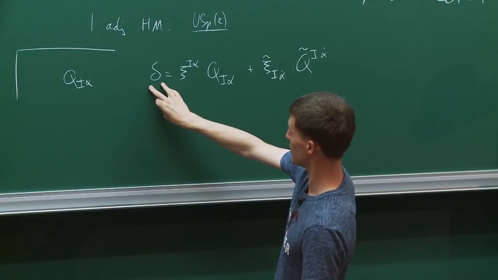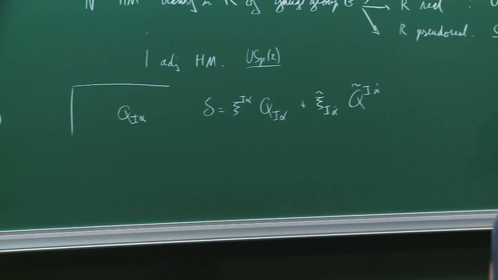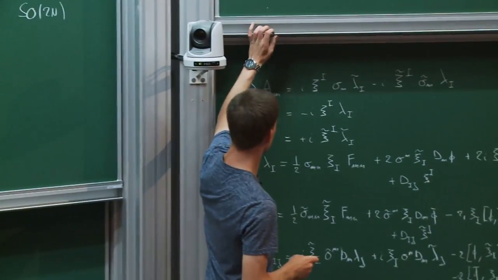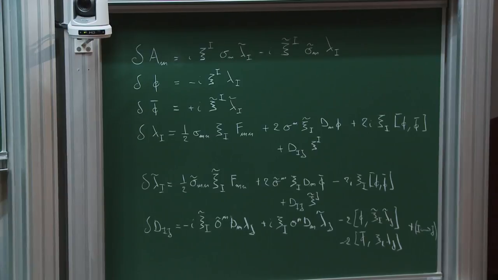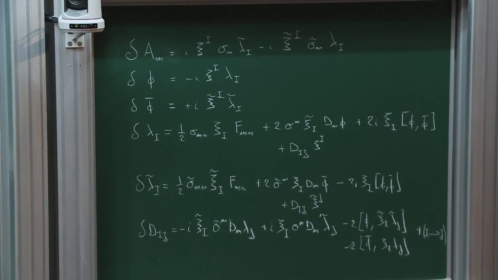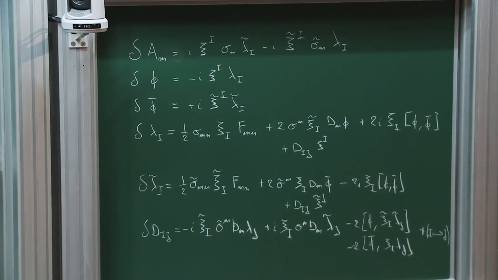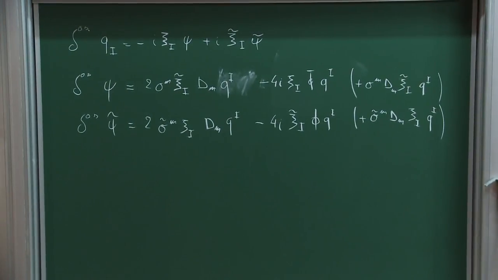So delta is still a fermionic object, and this delta acts on these multiplets in the following way. There's no need to copy these all, this is just to indicate how things transform. At one point we will need some of these transformation rules, so I will just keep these things on the blackboards. If you would like to play with these transformation rules yourselves, I just copied them from a paper of Hama and Hosomichi. So good, we have multiplets, we have transformation rules. Let's now consider actions.